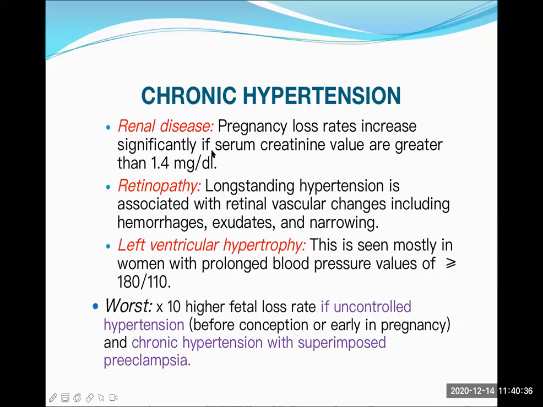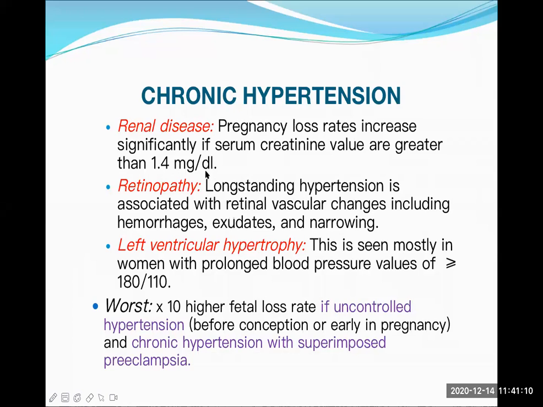Pregnancy loss rate increases significantly if serum creatinine value is greater than 1.4 milligram per deciliter. Now, you all know blood urea nitrogen and serum creatinine are part of the renal function test. If kidneys are damaged, then serum creatinine and blood urea nitrogen are higher than normal. So see there, this is already in the upper range, 0.8 to 1.4 or 0.6 to 1.4.